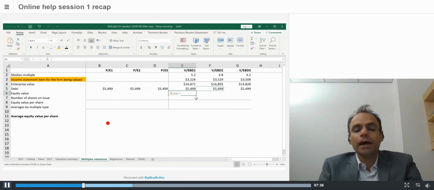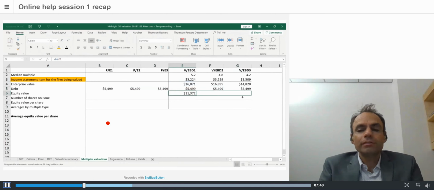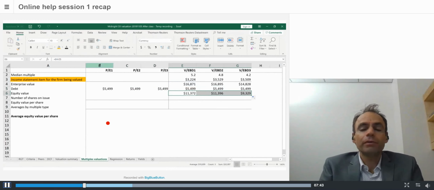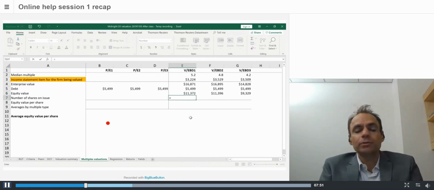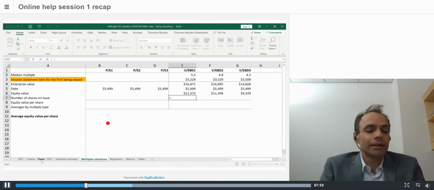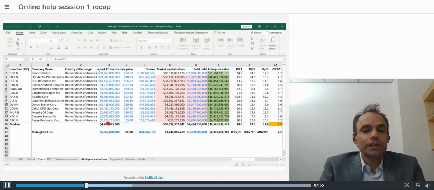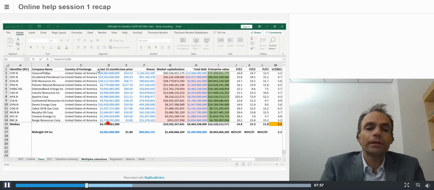To come up with equity value, we subtract debt from enterprise value. So you can see we have three different estimates of equity value, from $11.4 billion down to $9.3 billion. The number of shares we have on issue is the number of shares on issue today, and from our peers worksheet, that number is 804 million.